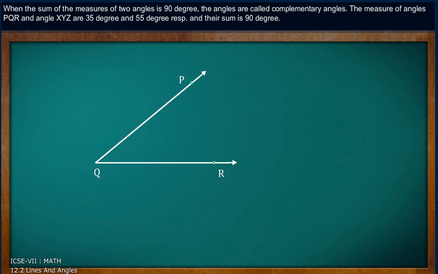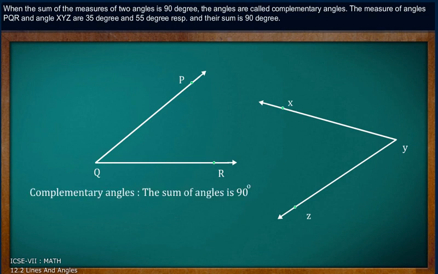When the sum of the measures of two angles is 90 degrees, the angles are called complementary angles. The measures of angles PQR and XYZ are 35 degrees and 55 degrees respectively, and their sum is 90 degrees.